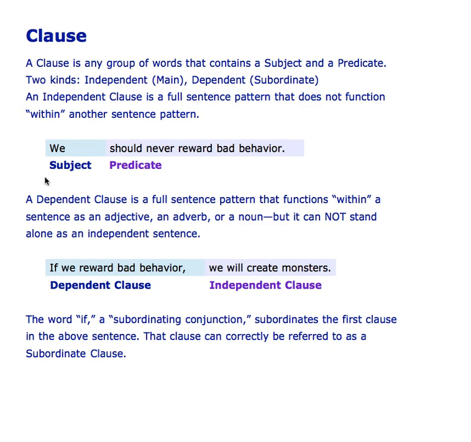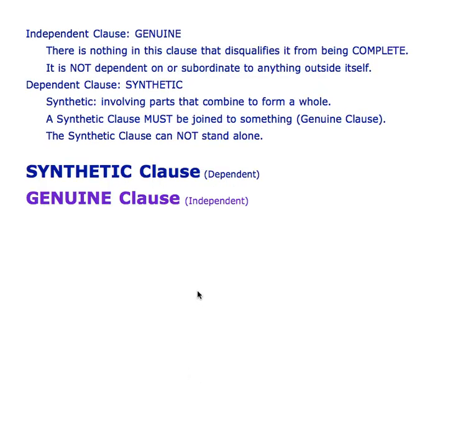I determined that we have the subject, predicate, we have the dependent clause, independent clause, and you can find this all over the internet. You can study this on your own. You could pause this video and read this to understand where my mind was when I was working on this new idea. Then I determined that the independent clause is actually genuine, and the dependent clause is actually synthetic.